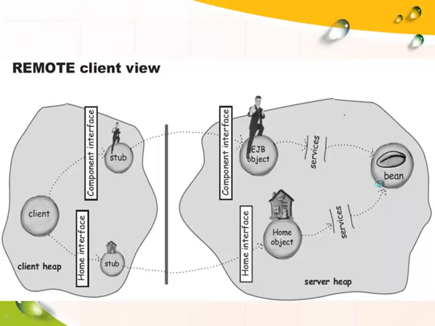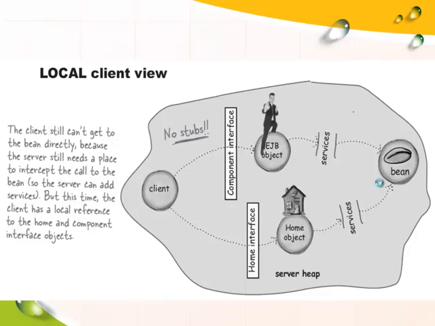Now what will happen if the client is there on the same heap as that of the server? In this case, we don't require the stub to interact with the bean. The reason is there is no need for the proxy because the client can always see the bean. So in this case, we don't have the stub, but the client still uses the EJB object and then calls the method on the bean. If it is this kind of view, we call it a local view.